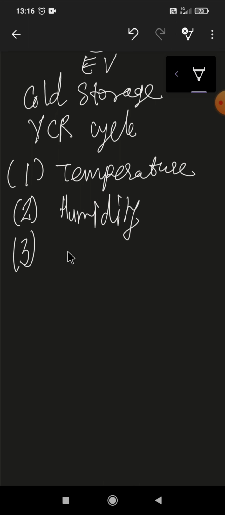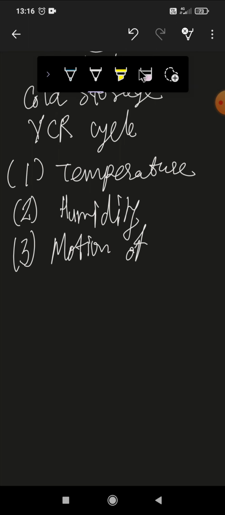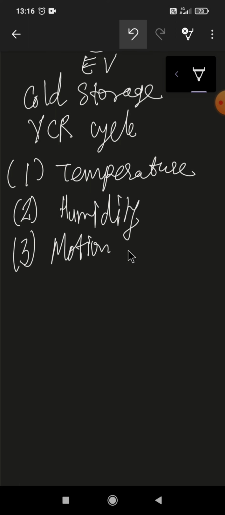Then third is motion of the air. It means that the cold air should not be stationary but should flow continuously over the products for better heat transfer. This is ensured by suitably designing the cooling coil and blower. So air should be moving.